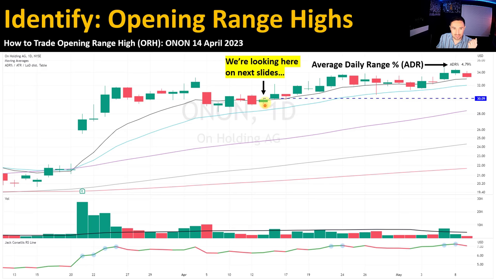Look how the volume dries up. Really good reaction to the earnings. Huge sales. I'm going to show you a MarketSmith chart of this stock later on. Huge earnings, huge sales, huge estimates. Powerful, powerful stock. Pretty new in terms of its IPO.